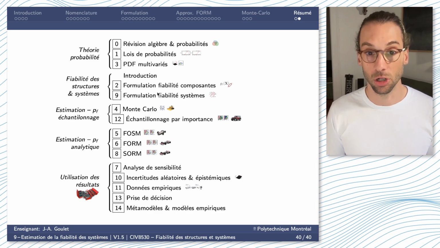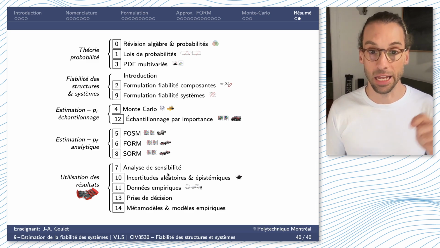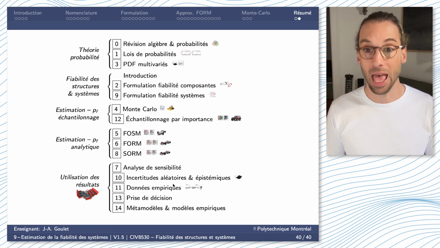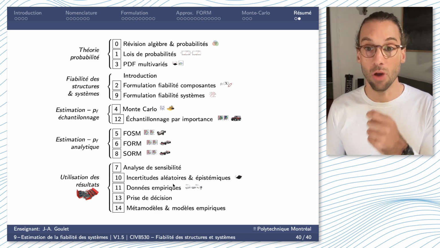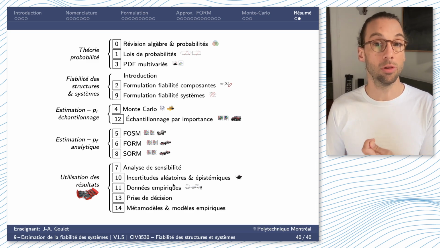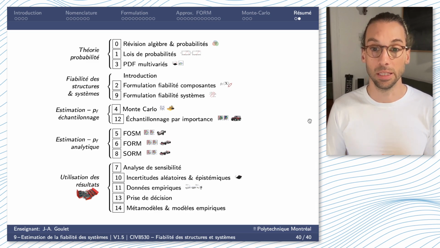And the next thing we're going to look at is how we can take into account both aleatory and epistemic uncertainty associated with the knowledge of the parameters of all the random variables that are involved in defining either the resistance or the solicitation involved in our limit state function.